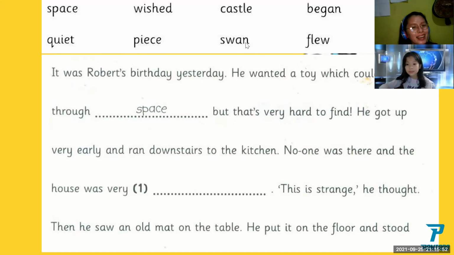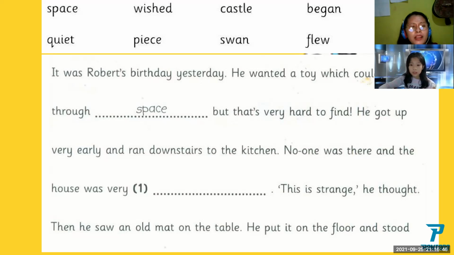Another one here, and that is a castle. You know what is a castle? Next, swan. Yeah, that is a swan. Another is begun. Okay, begun, flew. You know what is flew? That is fly. Flew, fly. How about this word? Finish. Finish is the same with done. How about brave? Brave, strong. I can do that. So those are some words.